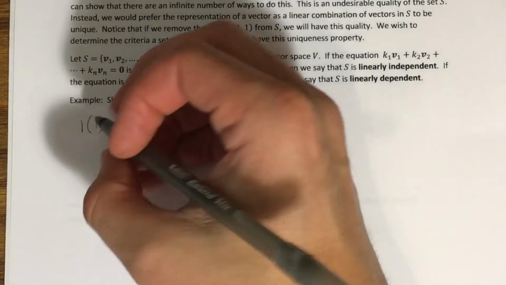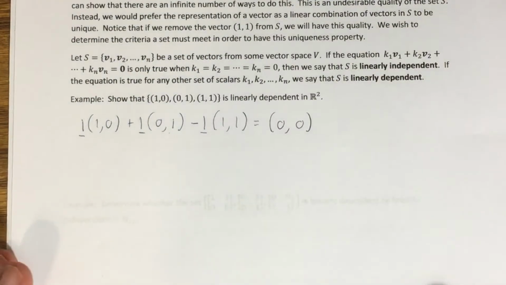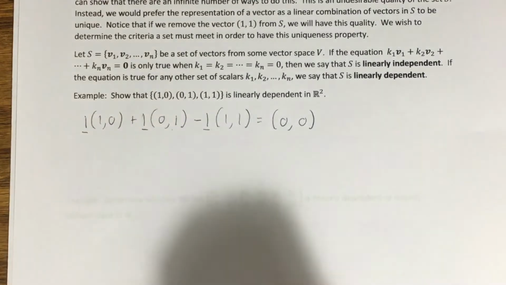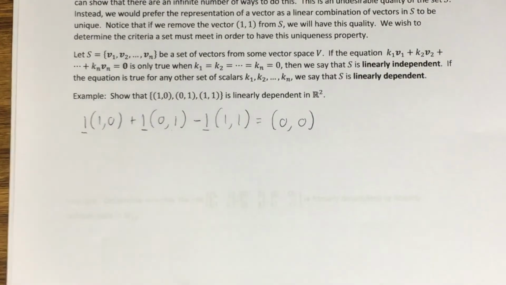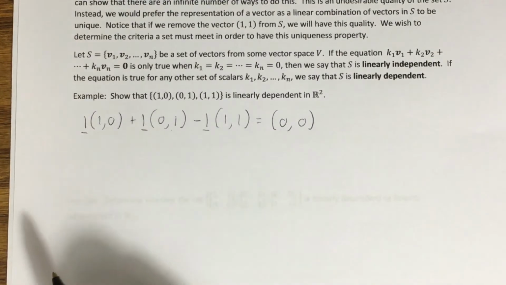Notice the scalars were not all zeros. In this case, none of them were zeros, but in order to have linear dependence, all you need is to have at least one of them not being a 0, and that gives you linear dependence. So this set is linearly dependent.